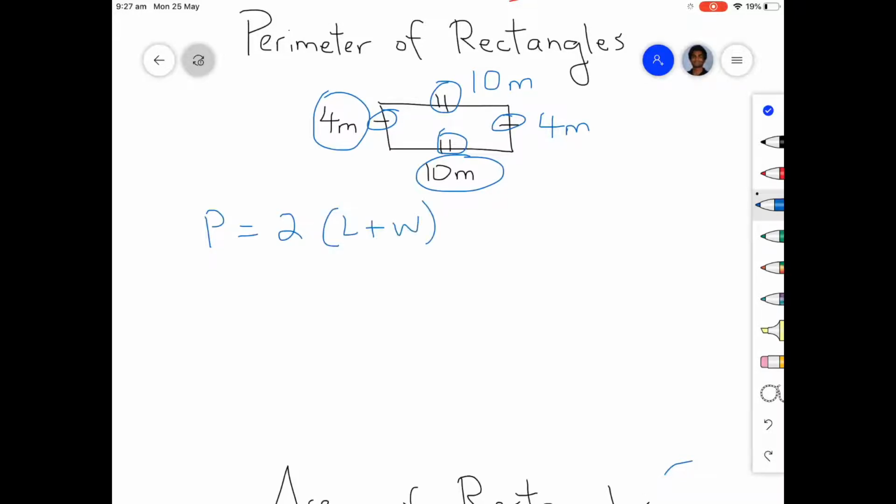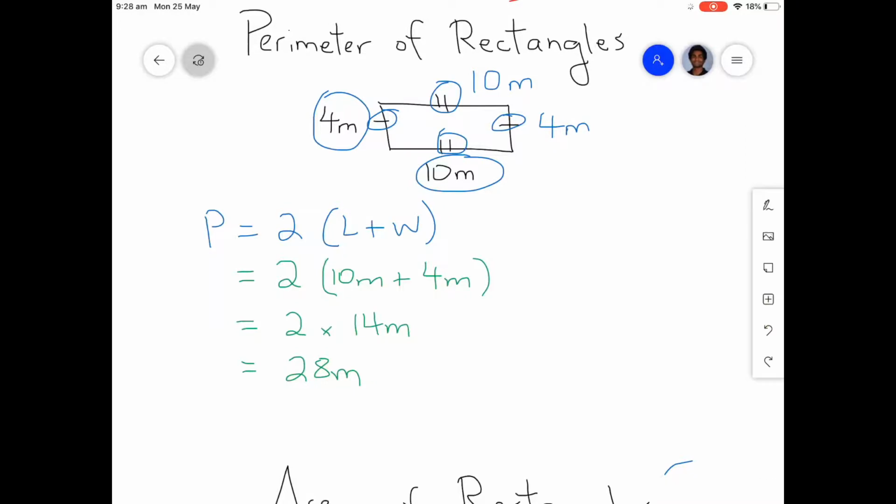Because we have 2 of the same lengths and 2 of the same widths, all we need to do is add the lengths and widths together and then multiply by 2 to find out the total distance around the outside of the rectangle. So using that specific example above, it's 2 times the length, the long side was 10 meters, plus the width, which was 4 meters. So on our next line, we simplify the brackets. We have 2 times 14 meters, and so our answer will be 28 meters. And once again, it's just a perimeter, so we don't need to use squared units. Our answer is simply 28 meters.